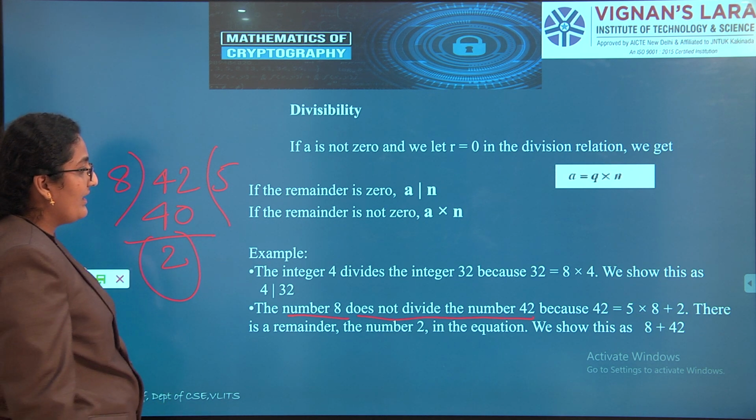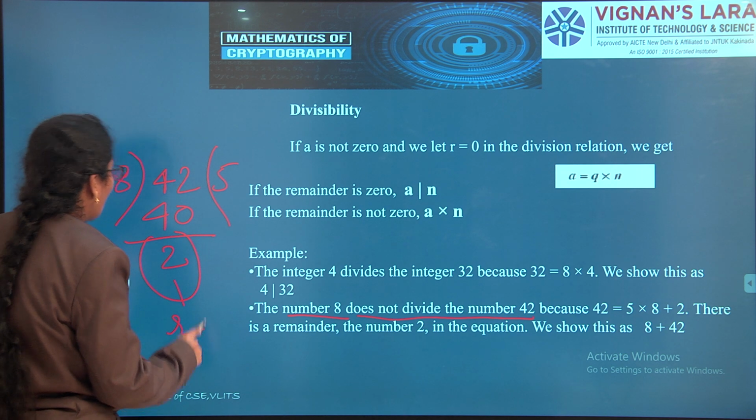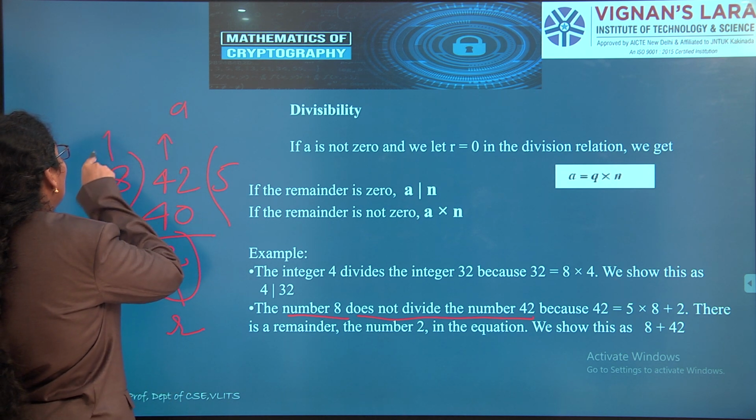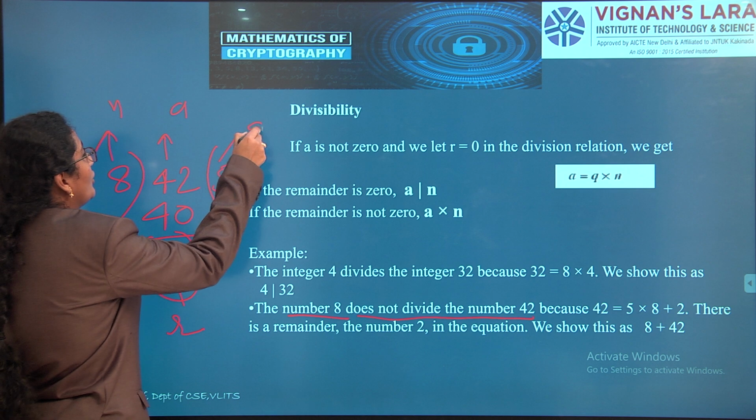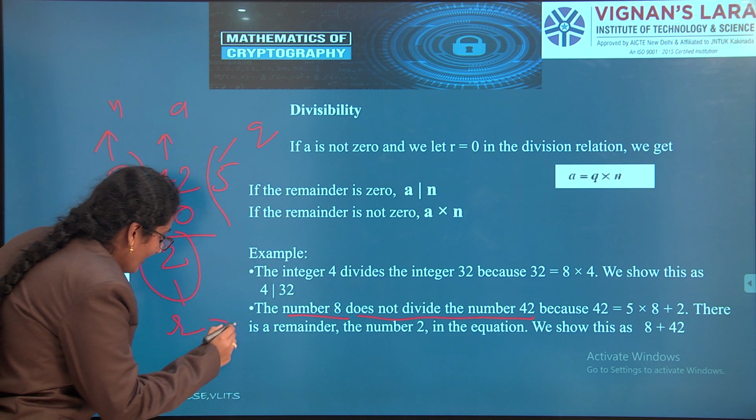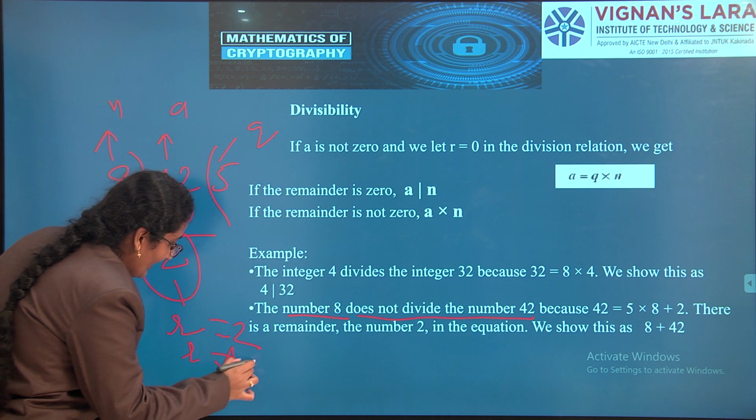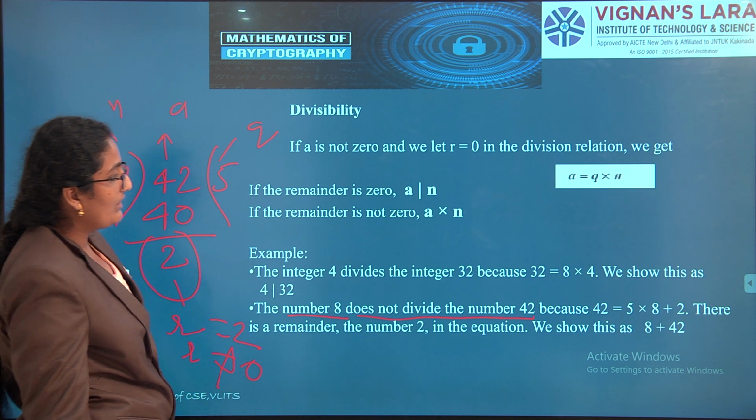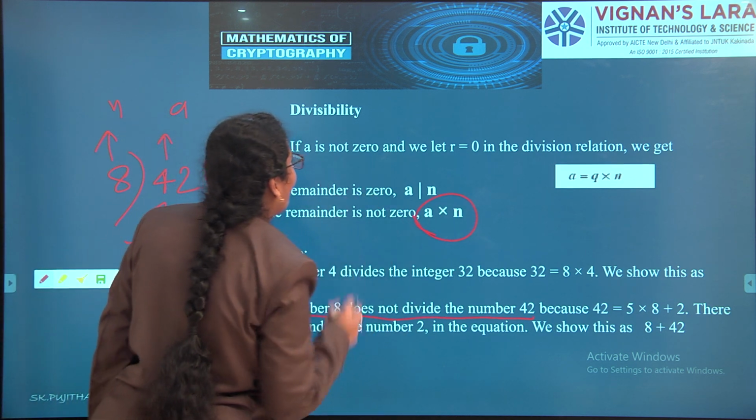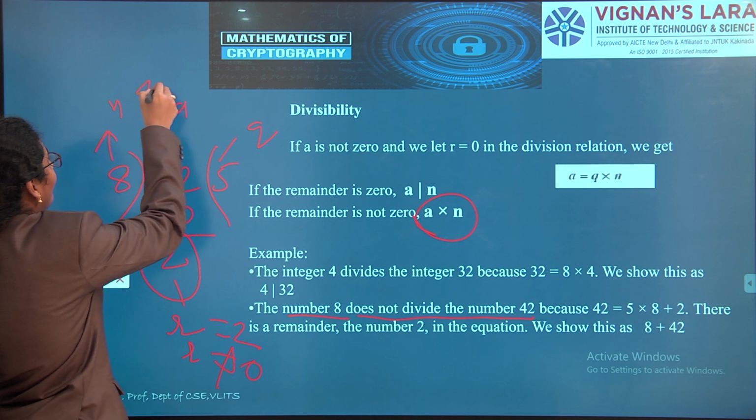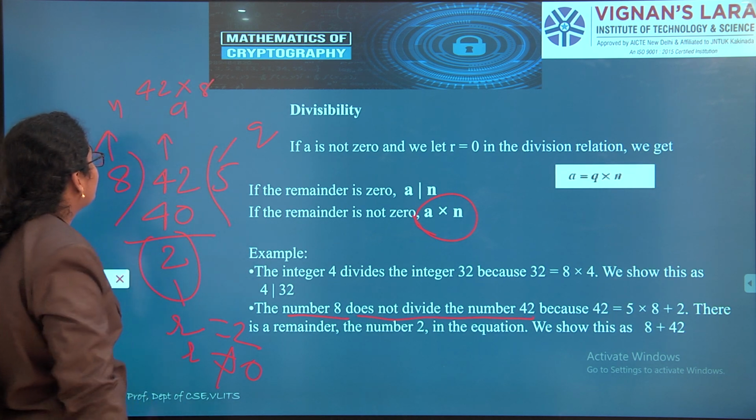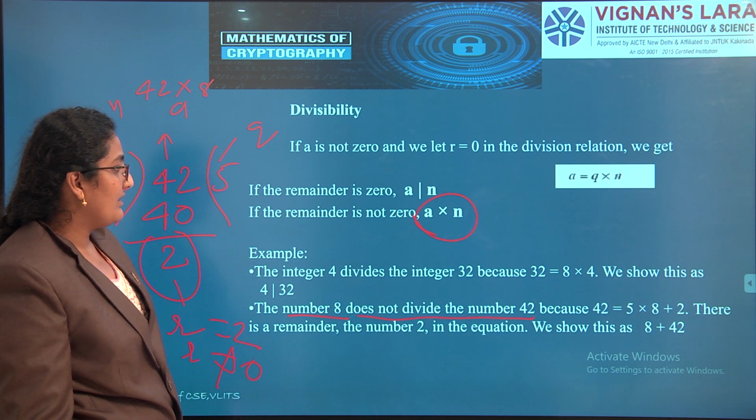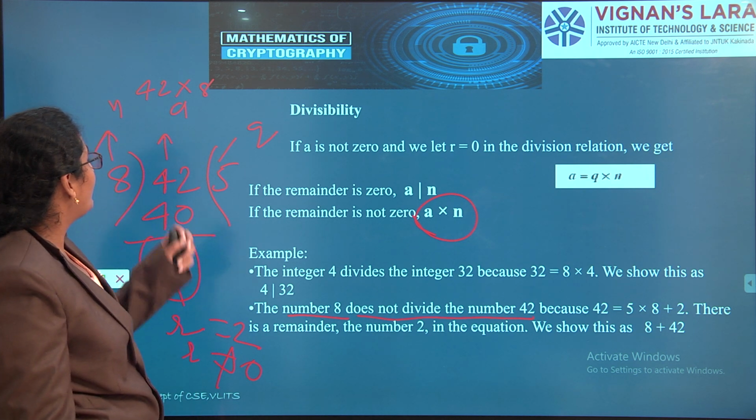So what is the remainder here? 2. A value is 42, N value is 8, Q value is 5, but R equal to 2, that means R not equal to 0. When R not equal to 0, what we should do? A into N. What is A into N? 42 into 8. A into N. So like that, A into N.